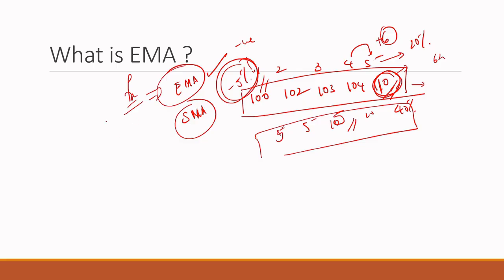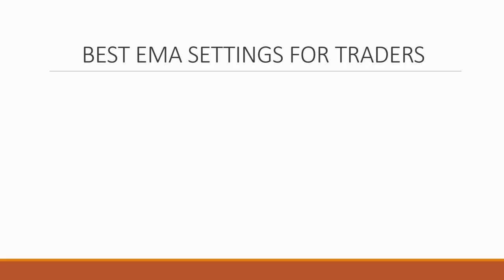So what are the best EMA settings? Now, if I want to tell about the best exponential moving average settings, we have already talked about SMA or EMA, because EMA is much better for an intraday trader. Clearly, because it gives more weightage to the recent observations of the data. Now, what are the best EMA settings for traders?